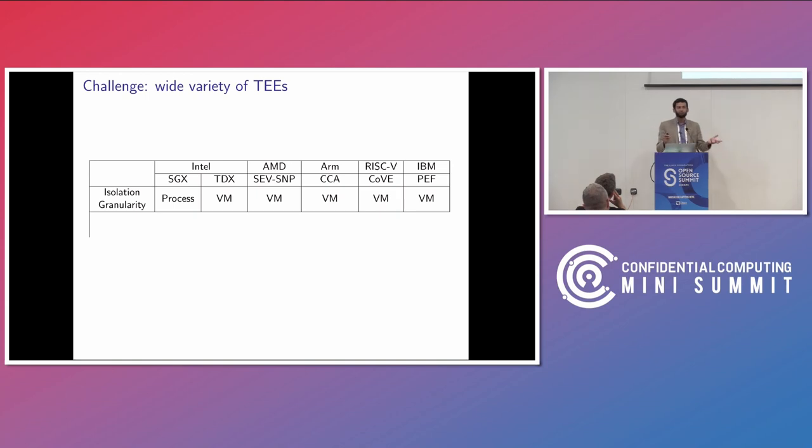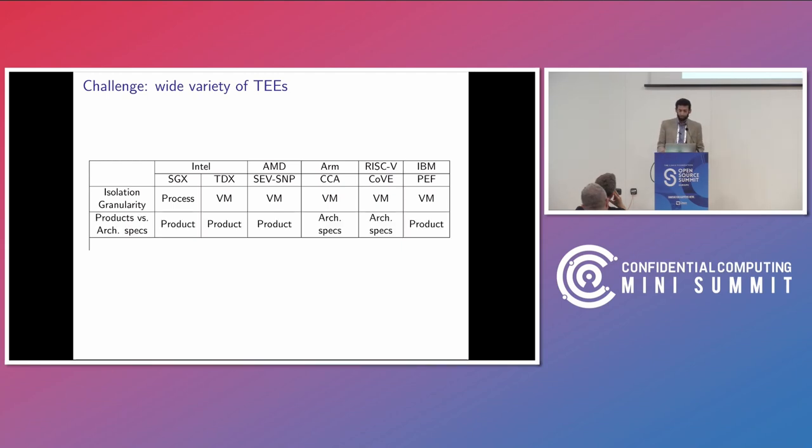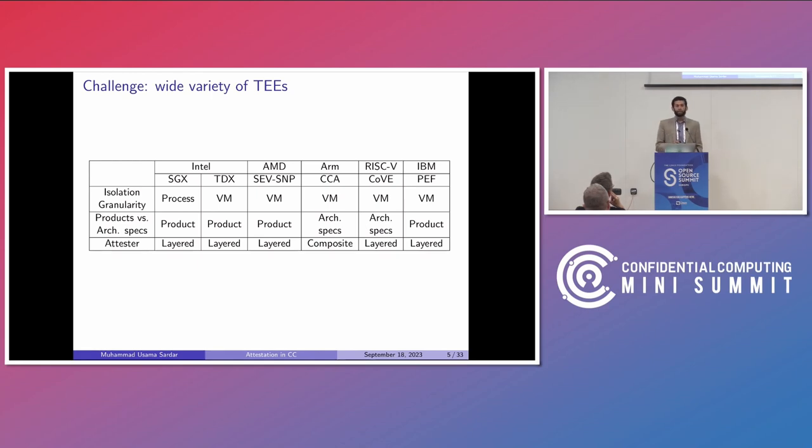So it can be process-based, Intel SGX, for instance, or it can be VM-based. Intel SGX being the only candidate here for process-based, and all others are VM-based. Then what we have is whether it's a complete product or whether it's an architectural specification. Architectural specification meaning that one can build various implementations based on these specifications, and these implementations always meet these specifications. So ARM and RISC-V are basically in the category of architectural specifications, and others are final products. And the third criteria I have here is the attester composition. What does it compose of?